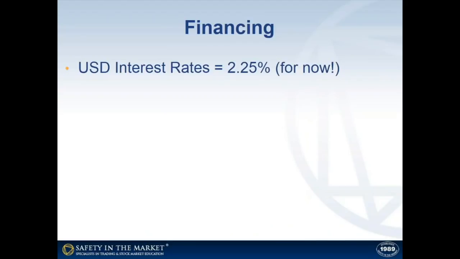So let's point out a couple. The US dollar interest rates are at 2.25%, and I've said for now because the Federal Reserve is being quite aggressive in their program of raising interest rates, which obviously President Donald Trump is not liking because he doesn't want the economy to slow down because it doesn't make him look as good, he thinks. But those rates will go up in the US. The Japanese interest rates have been very low for a very long time. They're currently at negative 0.10%.